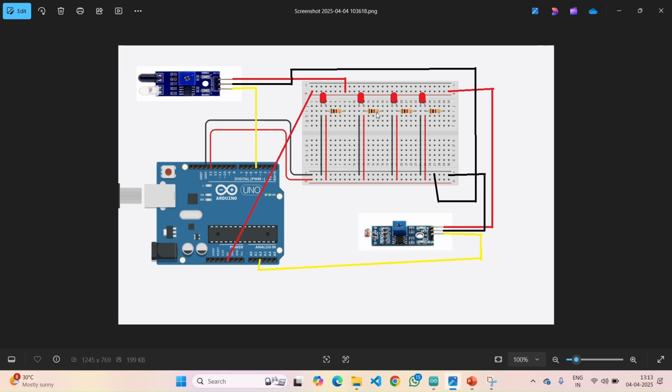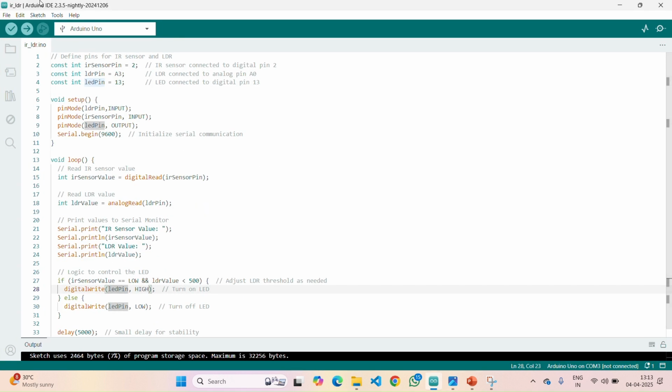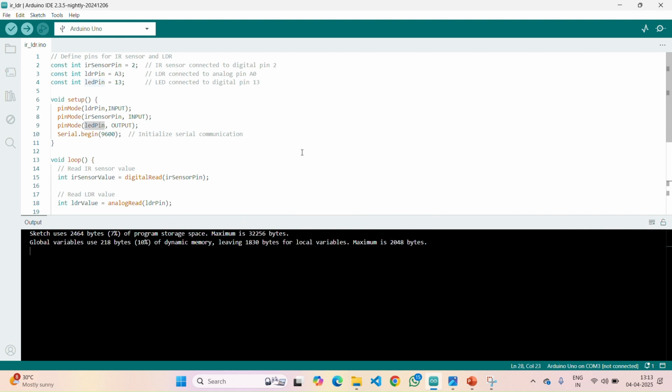And now let us see the execution part with hardware components. Let me compile again. Yes, there are no errors. Now let us see the execution part.